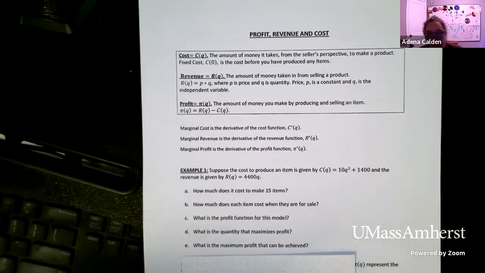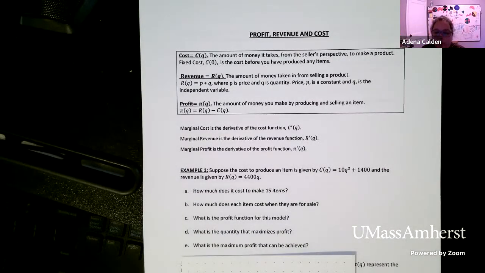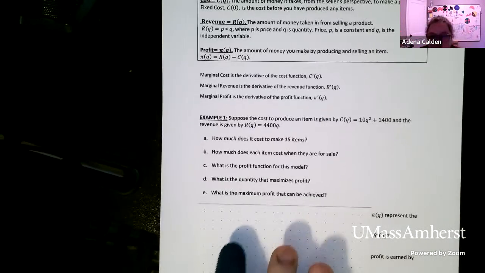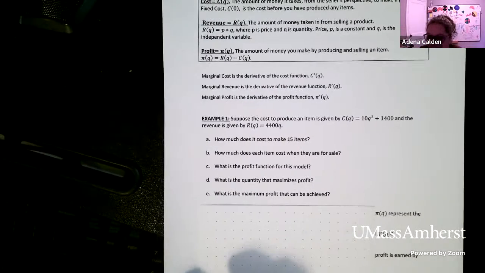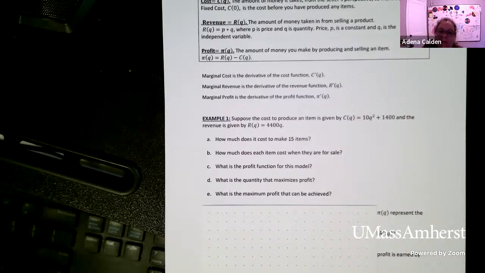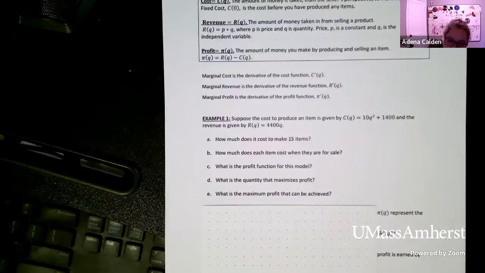Here's what we learned in 2.5. Now we want to start putting it together with what we've learned in chapter 4. So we're going to work on this example 1 that has a lot of parts, and it brings in some of the old stuff and some of the new stuff. But here's the situation. Suppose the cost to produce an item is given by C of Q equals 10Q squared plus 1400, and the revenue is given by 4400Q.